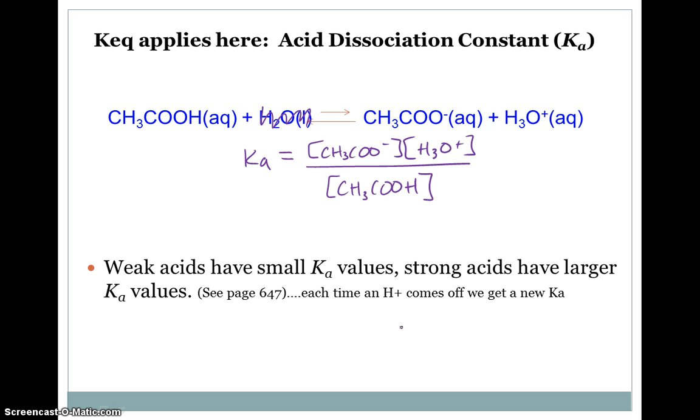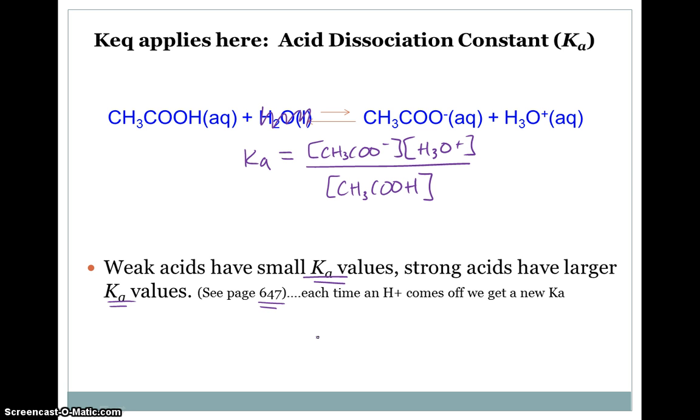And just like with our equilibrium chapter, whether our Ka is larger than or smaller than 1 tells us what we have more of present at equilibrium. So weak acids are going to have small Ka values because we know that weak acids exist more as molecules than ions, so our reactant numbers would be larger than our product numbers. Strong acids would have a larger Ka value because they do fully ionize at equilibrium. So we would have more ions present than we have molecules present. Page 647 lists a bunch of your different Ka values that we'll be using throughout the chapter.